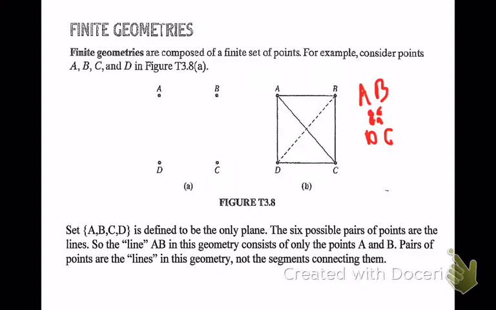The 6 possible pairs of points are the lines. Okay, so you can see you've got 1, 2, 3, 4, 5, 6 possible lines. So the line AB in this geometry consists only of the points A and B. In Euclidean geometry, a segment AB has an infinite number of points between its endpoints. The pairs of points are lines in this geometry. No segments connect them. Everybody have it? All right.